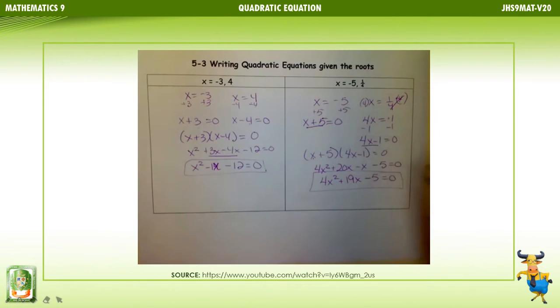So if you remember how to do it the way where you start with this and factor and go back, just kind of remember all the steps in reverse order, and you will get a quadratic equation that has those same roots.